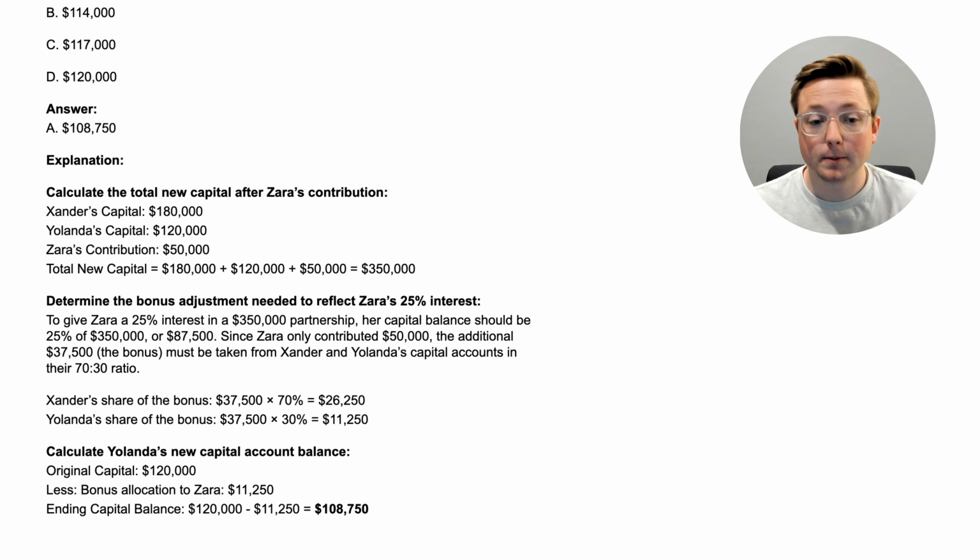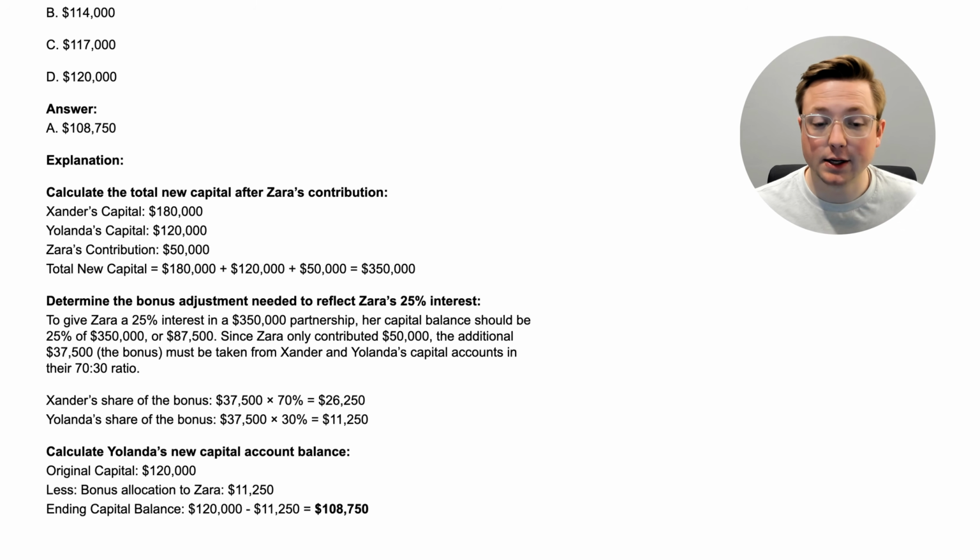So you take Xander's capital plus Yolanda's capital plus Zara's contribution, which was $50,000. So $180,000 plus $120,000 plus $50,000 is $350,000 of total capital. Now, why is that important? She gets a 25% interest in the company. That means 25% interest in the profit and loss, and also 25% interest in the capital.